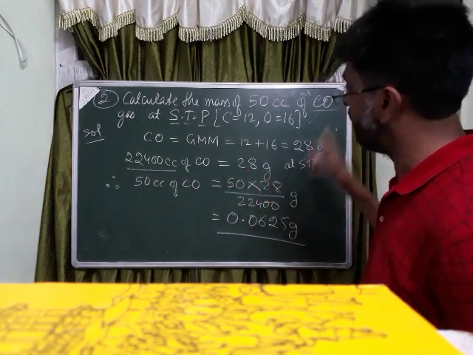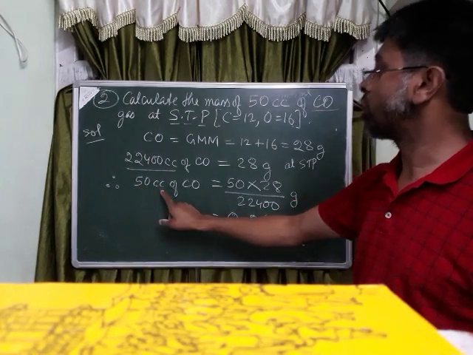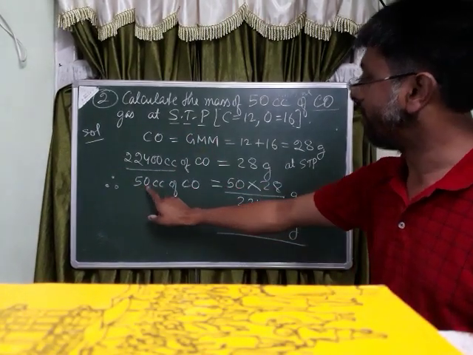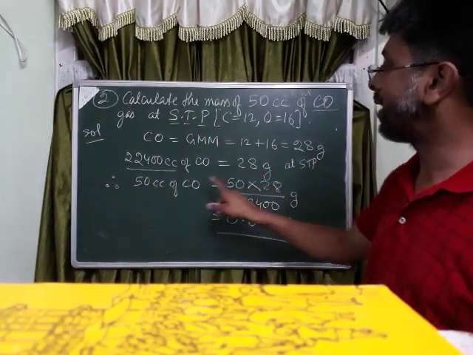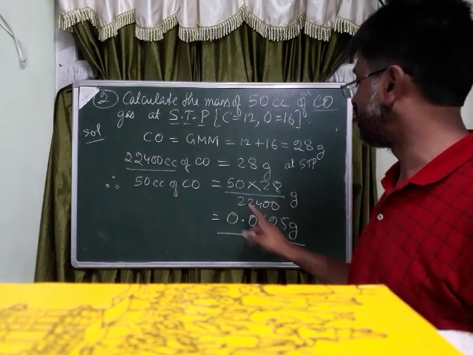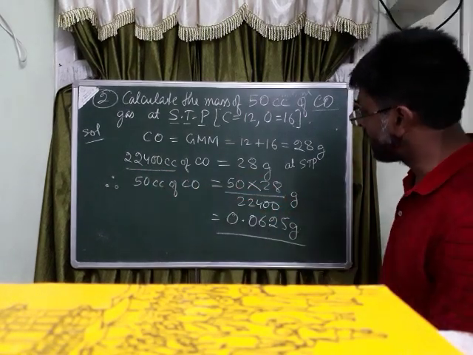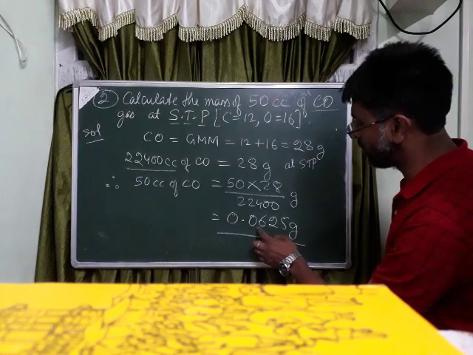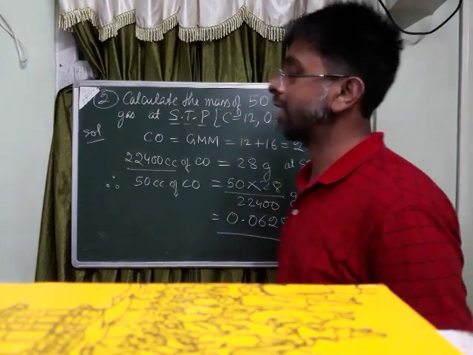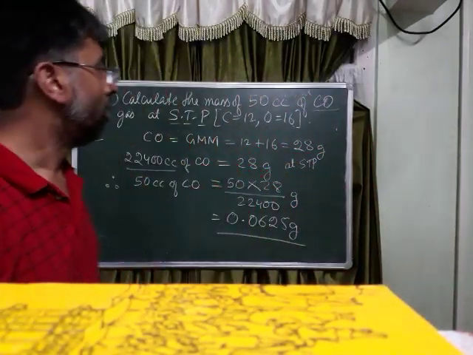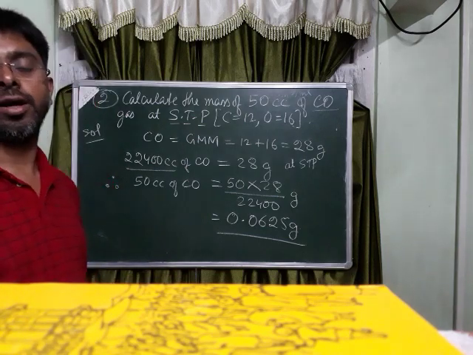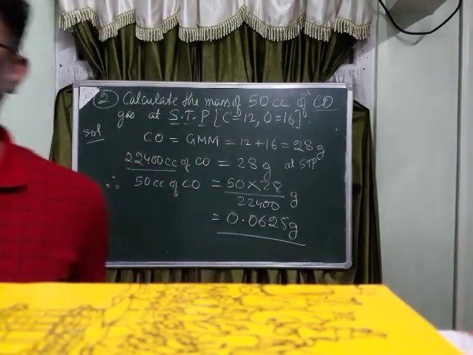28 gram at STP. Therefore, 50 centimeter cube of the gas carbon monoxide will weigh 50 multiplied by 28 divided by 22,400 centimeter cube. So, on simplification, I am getting the answer 0.0625 grams. This is the second sum based on mole concept and Avogadro's number. Now let us go to the third sum.